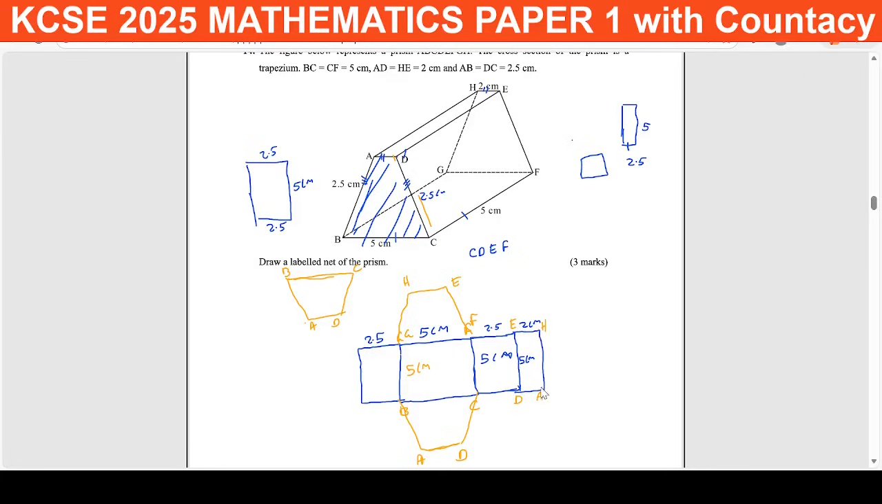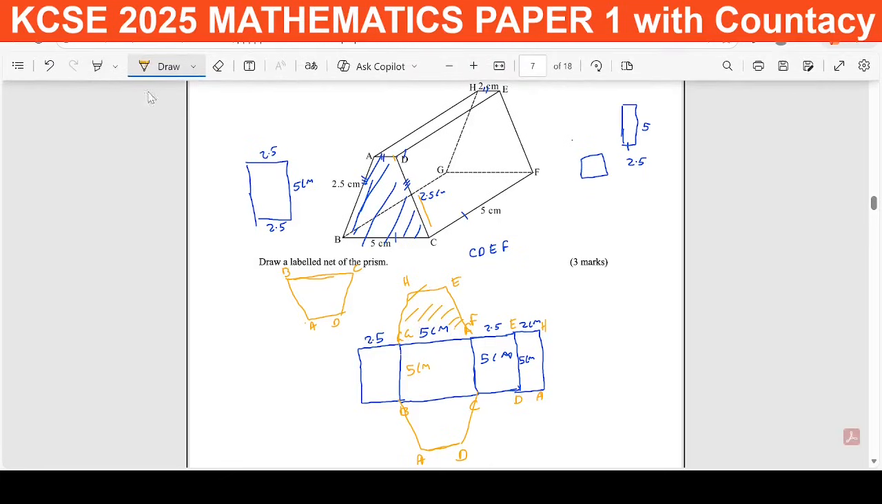Same case with this part that is here. Maybe the only part that is likely to give you some little challenge is plotting this shape over here to scale, and that's what I really want to show you right now.